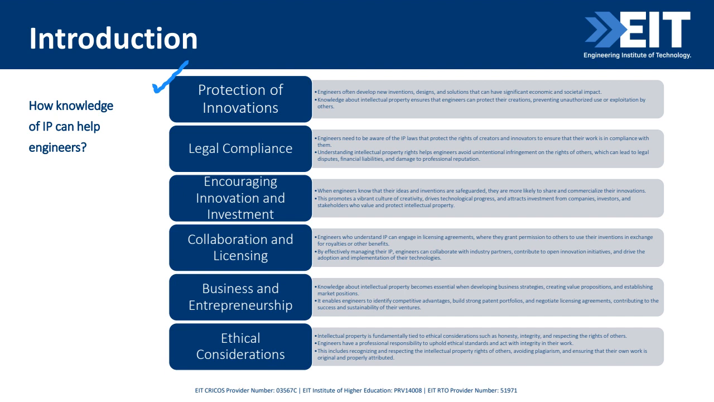Second thing is legal compliance. Intellectual property laws exist to provide legal frameworks, and those frameworks help protect the rights of creators and innovators. So we as engineers need to be aware of those laws, regulations, and frameworks to ensure that the work we do is in compliance with them. Understanding intellectual property rights will help us avoid unintentional infringement on others' intellectual property, which can again lead to legal disputes, expensive financial liabilities, damage to our professional reputation, etc.